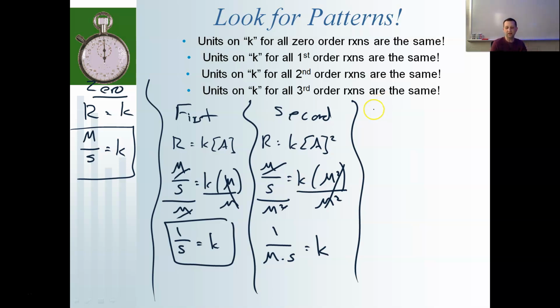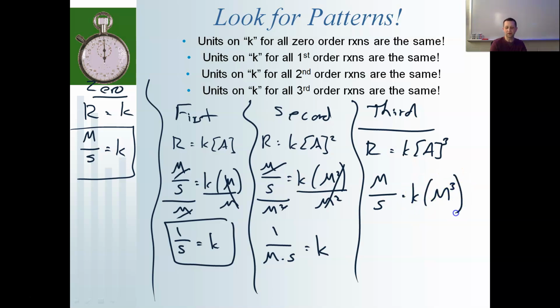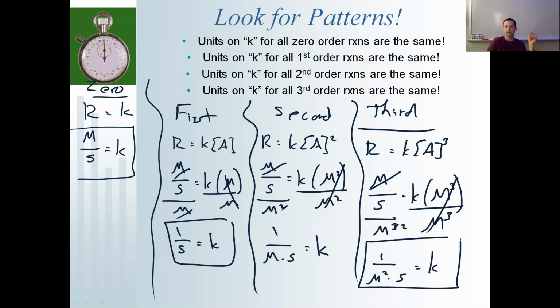We could just keep applying this and look at third order, even though they're very rare. Third order reactions have a rate law of rate equals K times A to the third, and that's going to be molar per second equals K times molar cubed, and then divide both sides by molar cubed. It simplifies, and you get 1 over molar squared times seconds equals K. This is always your unit on third order reactions for K, your rate constant: 1 over molar squared times second.